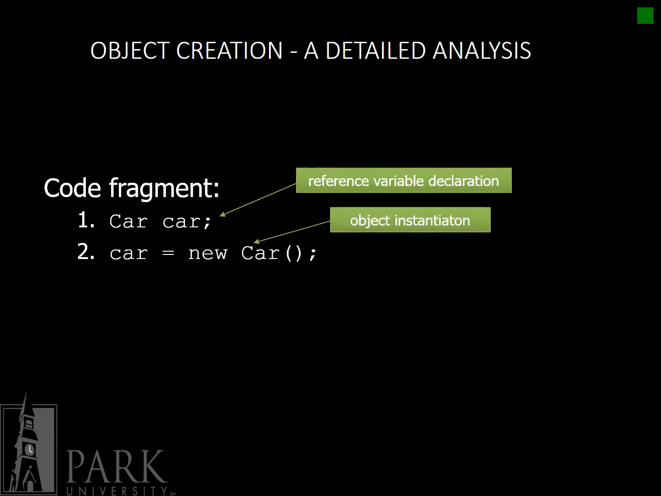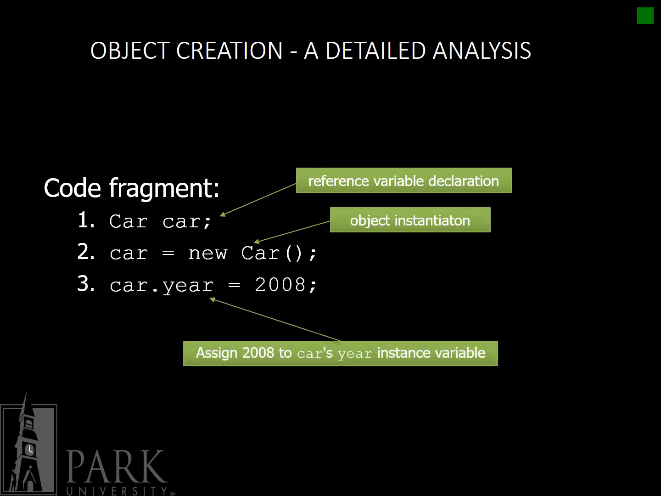Space is allocated in memory for a new car object here. The address of the allocated space is then assigned to the car variable. The car variable's value, and that's the address of the car object, is used to find the car object in memory. And then in this case, 2008 can be stored in the car object's year variable.